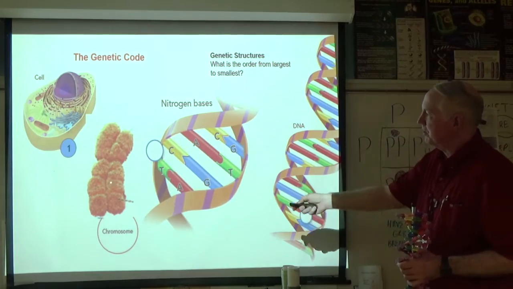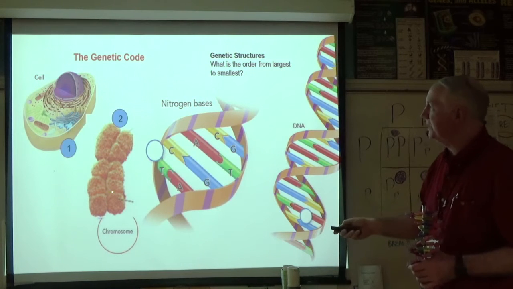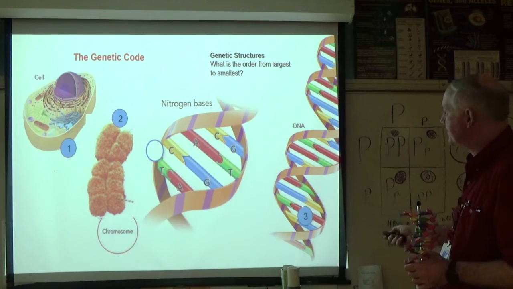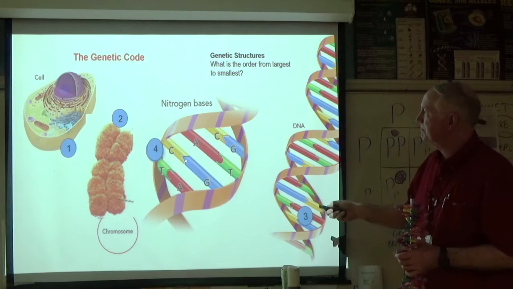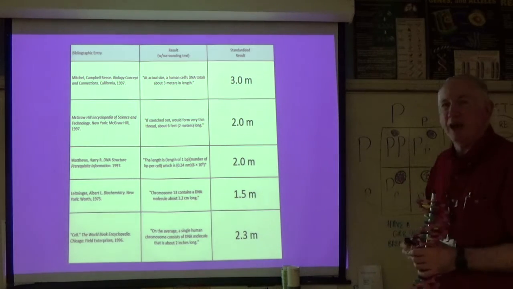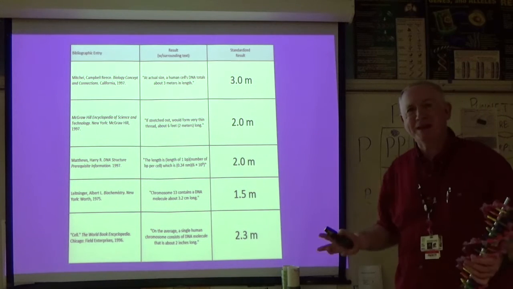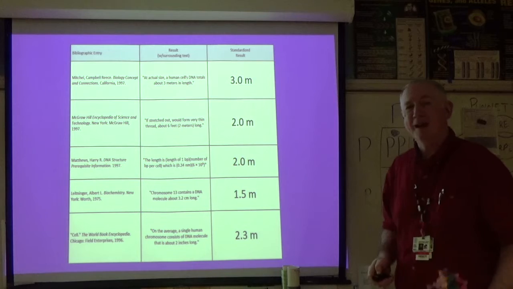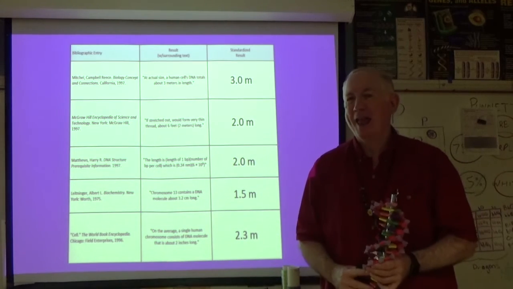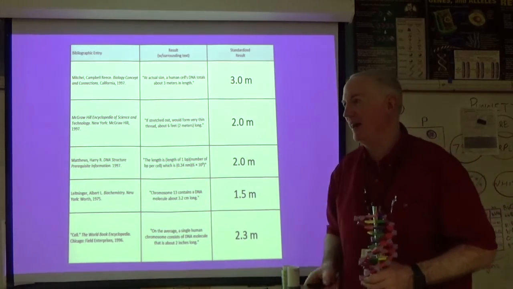Inside the nucleus are the chromosomes, and the chromosomes are the second biggest thing. Then the coiled coils of DNA are our third biggest, and then finally the nitrogen bases. We looked at how long a strand of DNA is and decided on about 6 feet or 2 meters. About how far you should be socially distant, so you can remember. How long is a DNA strand? About how far away you should be standing from anybody else.